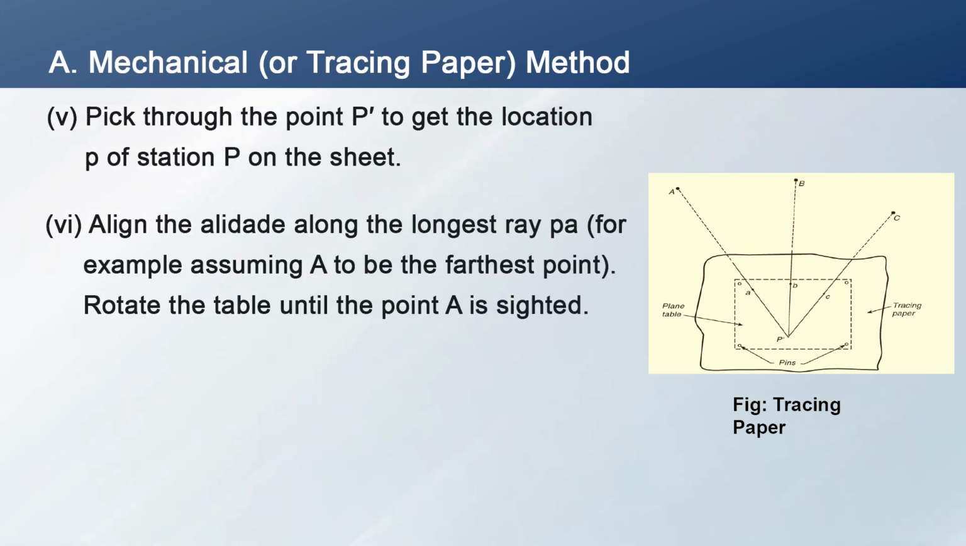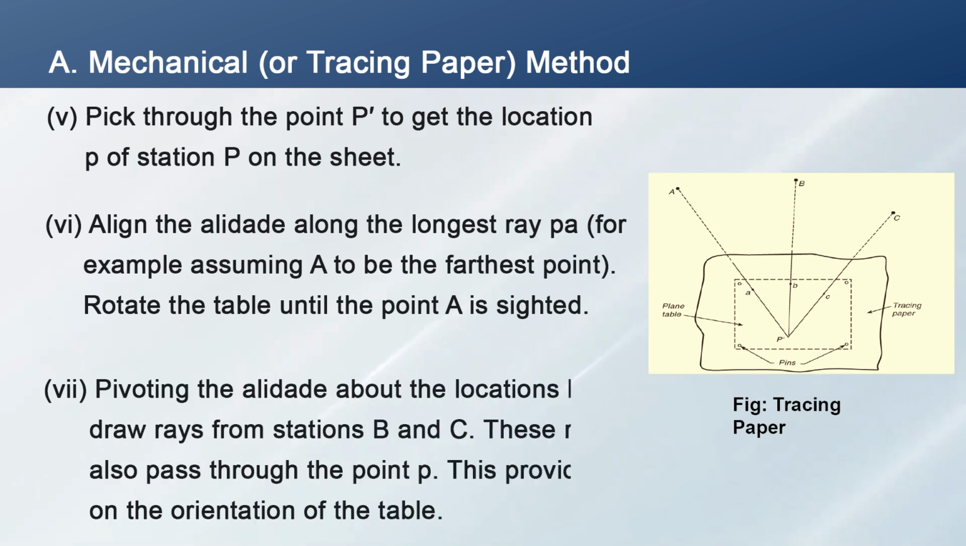Align the alidade along the longest ray, small p a. For example, assuming A to be the farthest point, rotate the table until the point A is sighted. Pivoting the alidade about the locations small b and c, draw rays from stations B and C. These rays should also pass through the point small p. This provides a check on the orientation of the table.